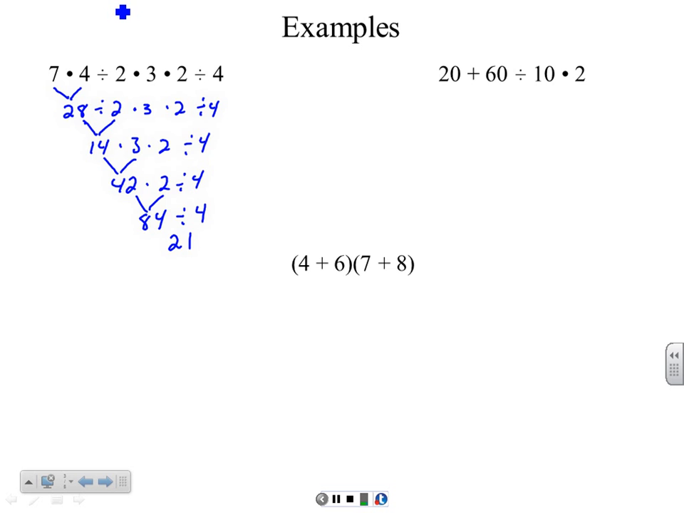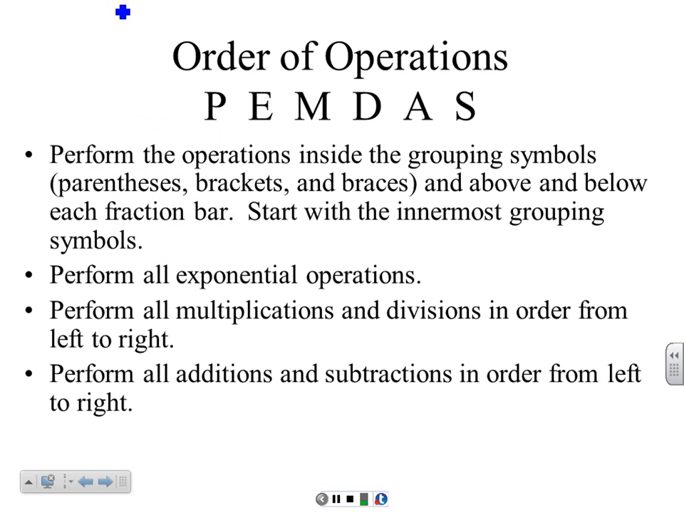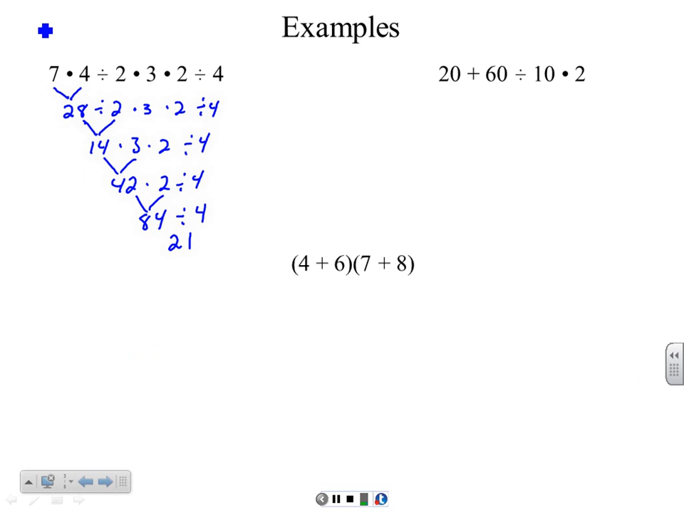So even though in PEMDAS it says the symbol for multiplication comes before division, really and truly, the order of operations tells us that you're going to clear multiplication and division going from left to right. So be careful with that. Don't clear all the multiplication and then go back and do your division. Clear it from left to right.